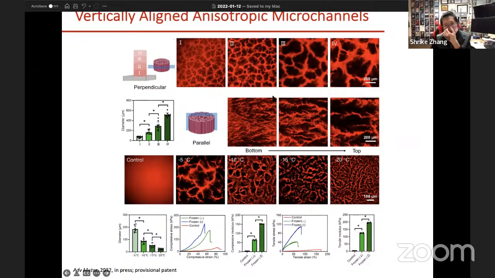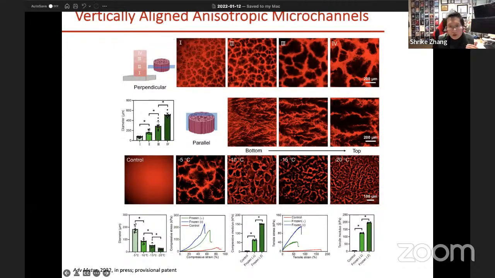And there's also an effect of temperature, the same as with the previous cryo bioprinting. With lower temperature, the freezing is faster, so you can create smaller pores. But if you have a higher temperature of the freezing plate, you have a slower freezing rate. That gives you larger pores.